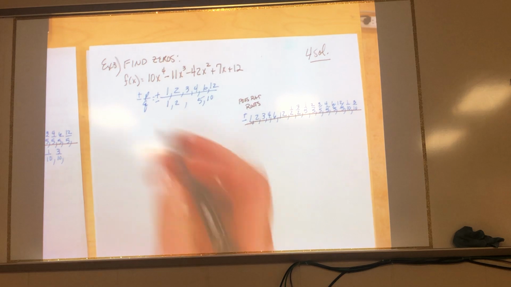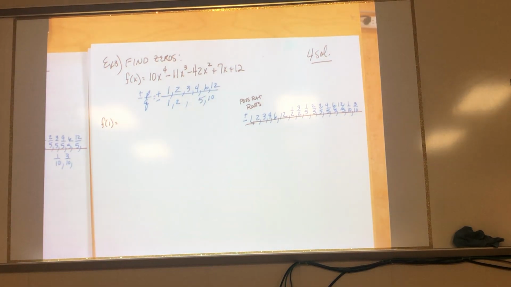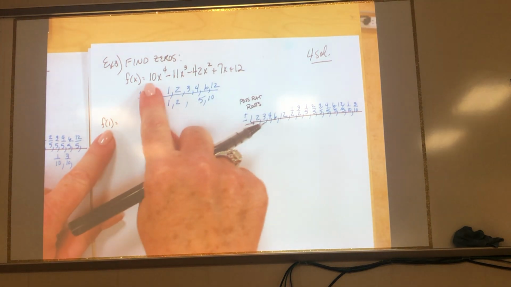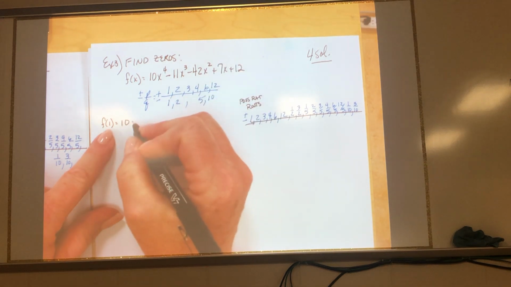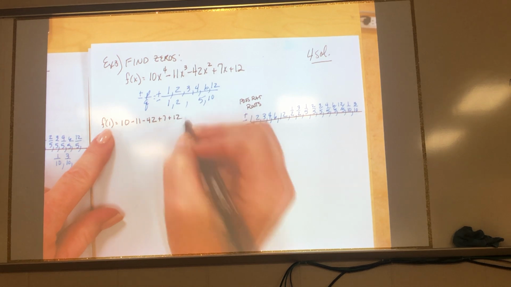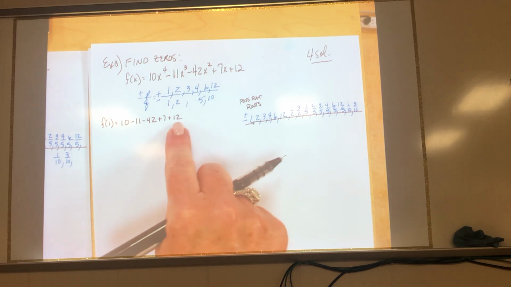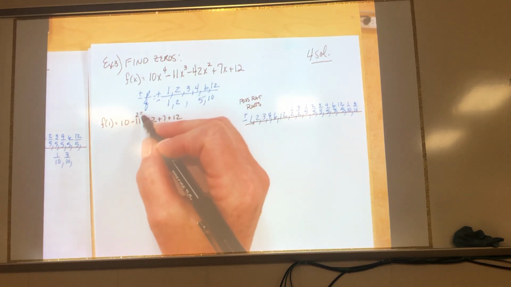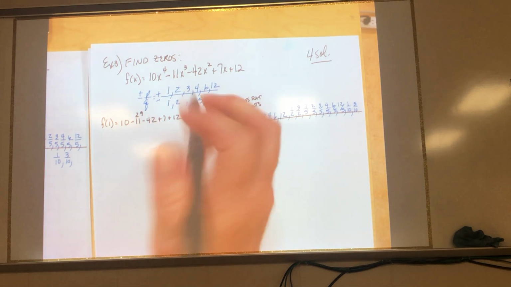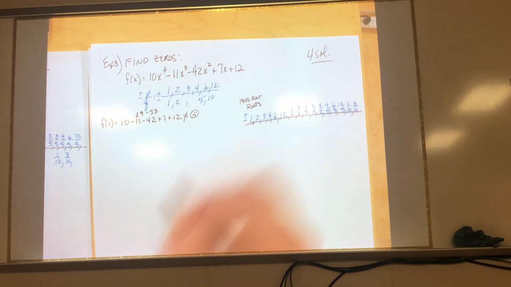Okay, so let's try f of 1. All I gotta do is write my coefficients. So 10 minus 11 minus 42 plus 7 plus 12. What's 10 and 7? 17. 17 and 12 is 29. And negative 11 and negative 42 is negative 53. People, that ain't 0.